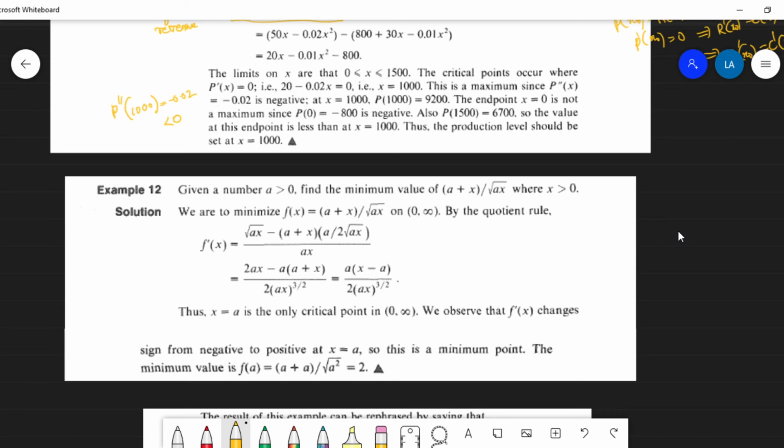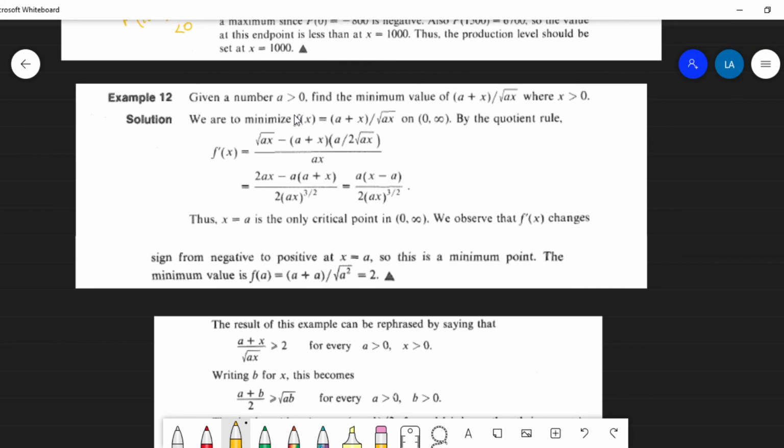In this question, you are given a number a strictly greater than 0. You have to find the minimum value of a function which is equal to a plus x divided by root of ax. Okay, and you are given x is strictly greater than 0. So you say that this term is equal to a function. You give it f of x. f of x is equal to a plus x by root of ax, and you are given x is strictly greater than 0, so you can say that x belongs to the open interval 0 to infinity.